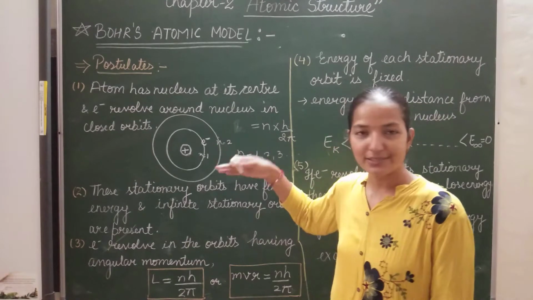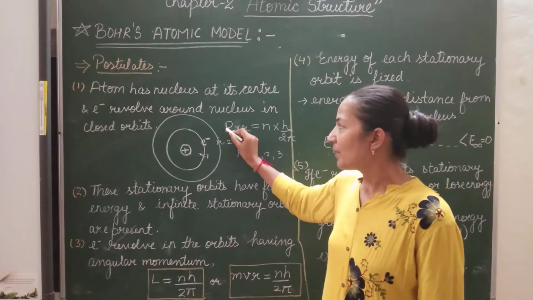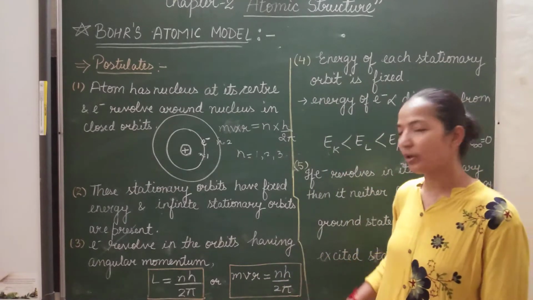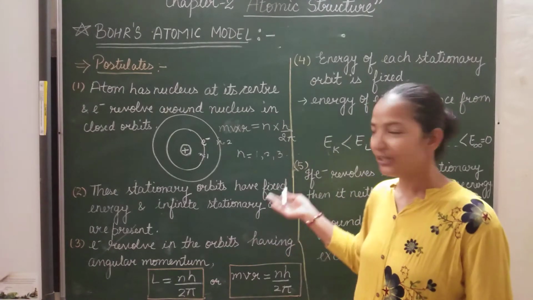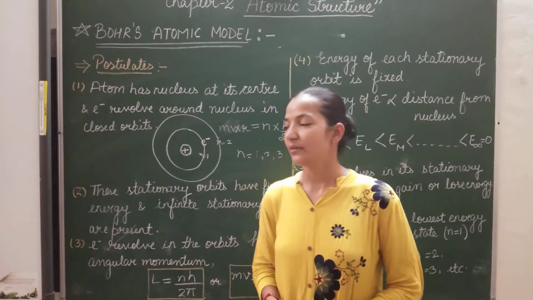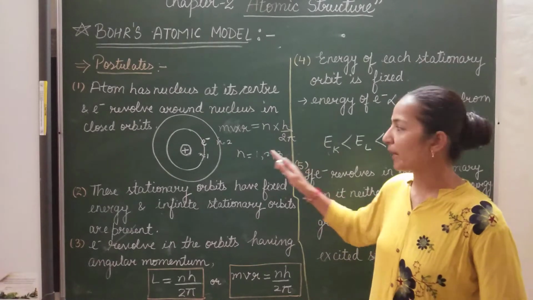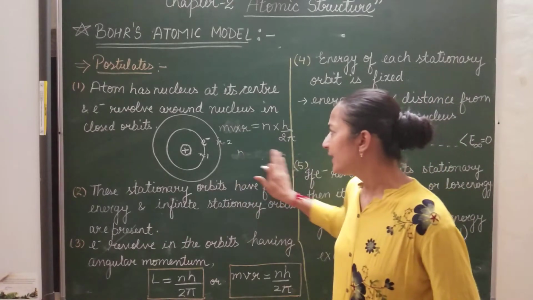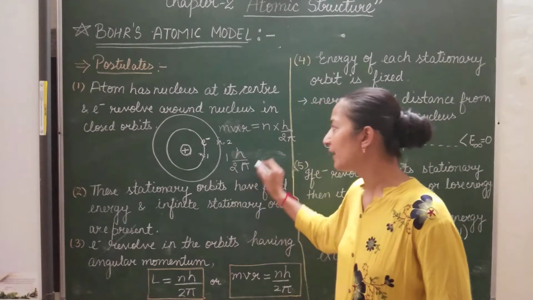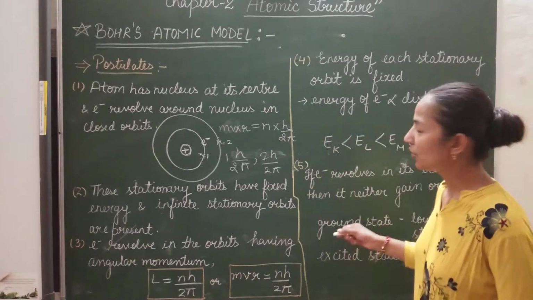Angular momentum, as you will study, is the product of linear momentum and the distance r. Linear momentum p is mv, so angular momentum is mvr, which is equal to nh upon 2 pi. Since I have already explained this, mvr is equal to nh upon 2 pi, so electrons revolve only in those stationary orbits whose angular momentum is an integral multiple of h upon 2 pi: 1h upon 2 pi, 2h upon 2 pi, 3h upon 2 pi. In such orbits electrons revolve.